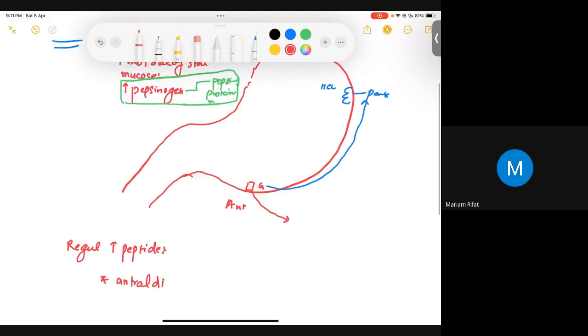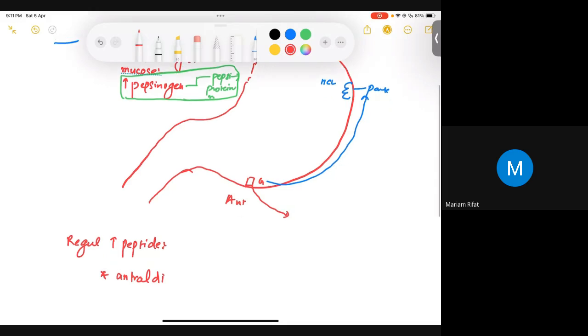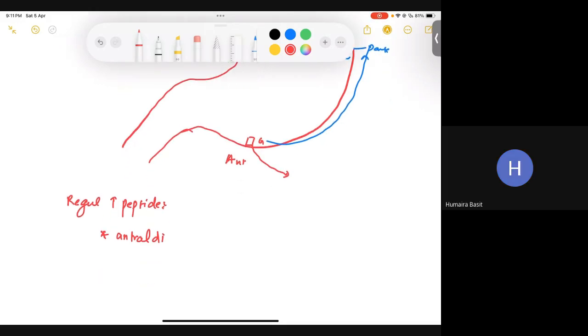If the antrum is distended, it means that we have a lot of food components. So it would also help to release gastrin in order to give us more HCl to help our digestion. Is that right? Yes.